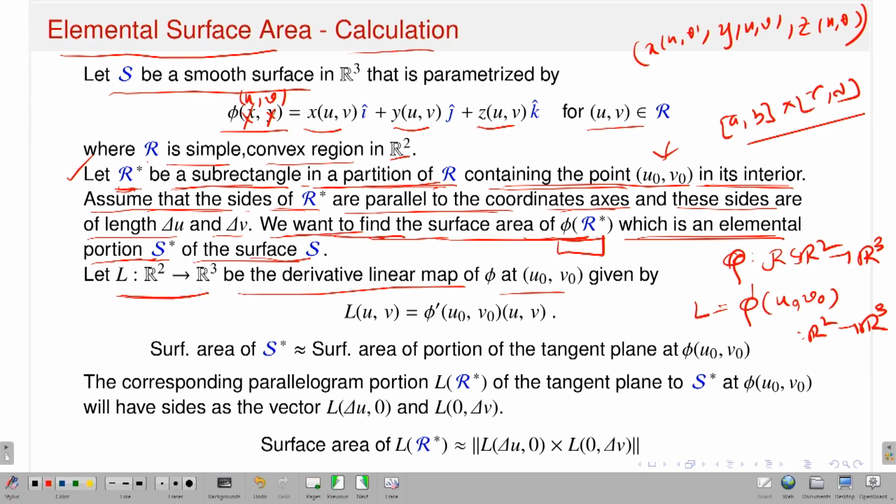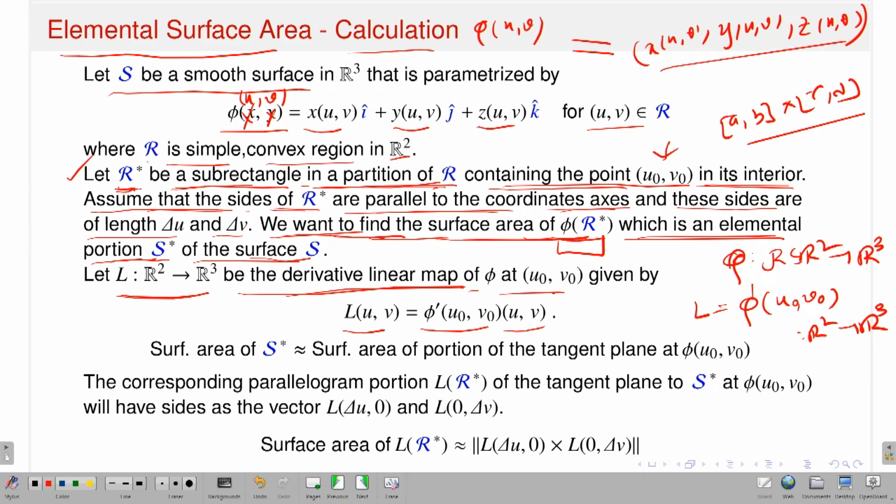So let L be a linear transformation from R2 to R3, which is nothing but the derivative linear map of phi at the point u naught comma v naught, and which is given by L of u comma v, which is nothing but the derivative of my phi at the point u naught v naught acting on u comma v. So phi is a map from R2 to R3, and I know my phi explicitly. What is my phi? You can have phi of u comma v, which is nothing but x of u v, y of u v, z of u v.